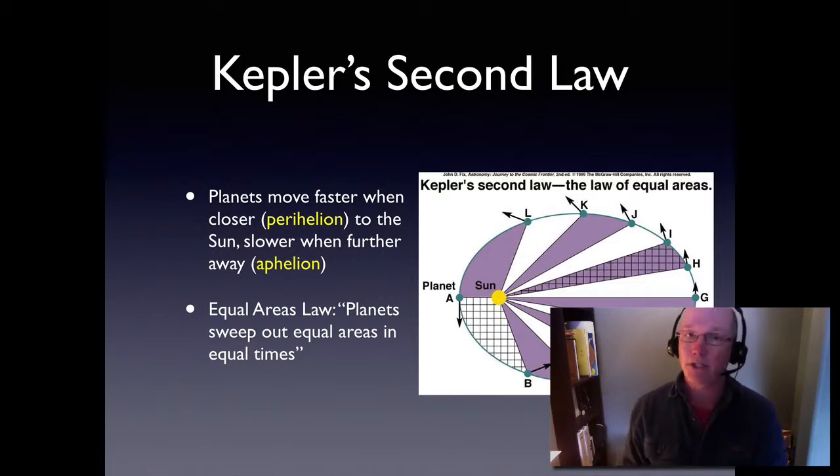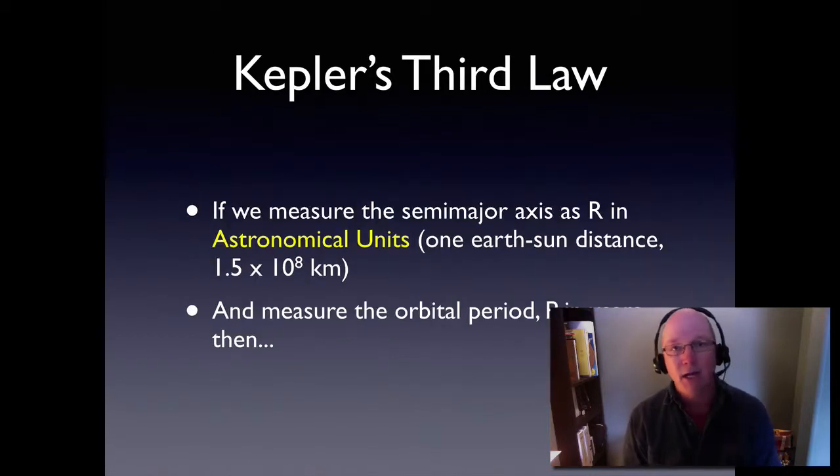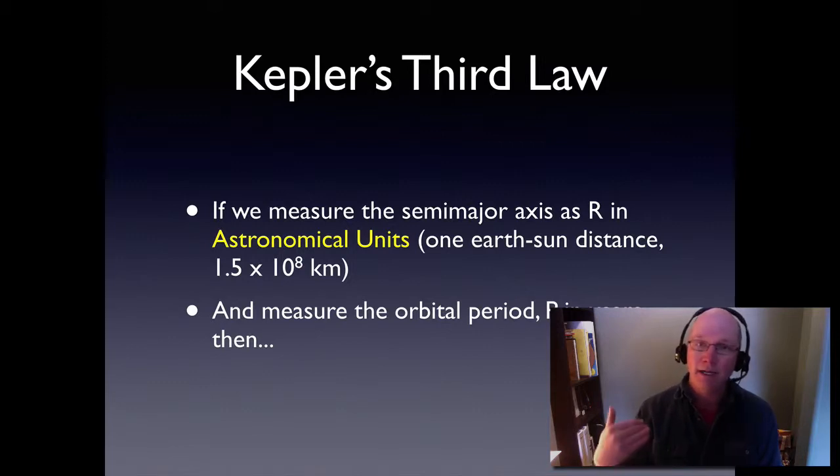It might be simpler just to remember that you move faster when you're closer to the star and slower when you're further away. So those are the first two laws. The third law was the really important one. That was the one that allowed us to do some predictive stuff, because it compared the semi-major axis of the planet from the star to its period.